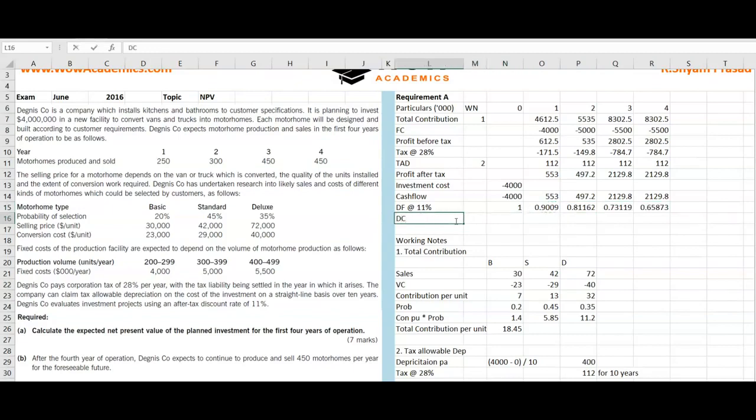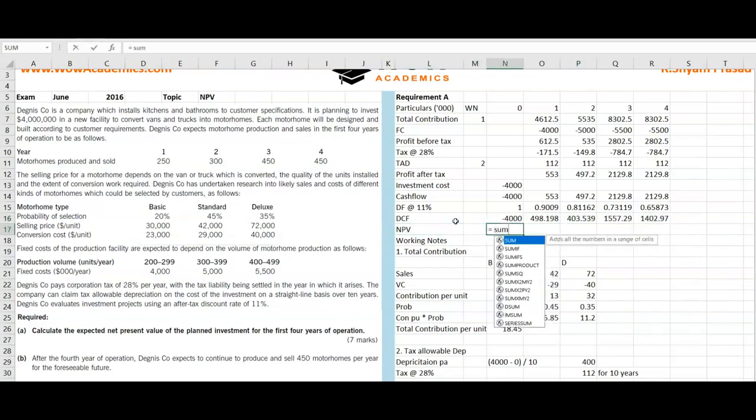So the next step is we'll find out the DCF. So DCF is just a multiplication from cash flow into the discount factor, and do it for 4 years. You got it. And finally add them together. You will get your NPV. So NPV will be from here to here. You close the bracket. So answer comes to minus 138. So that is the correct answer.